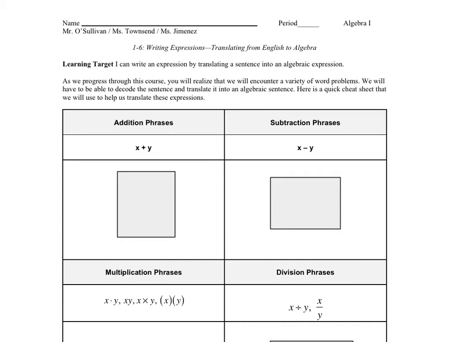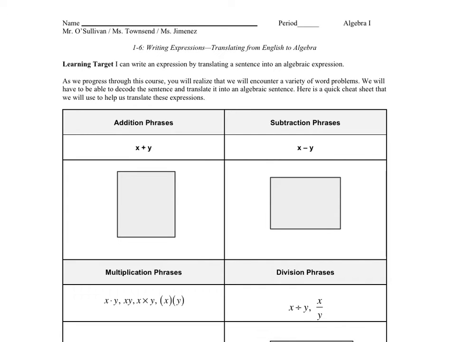Today we're going to be learning how to translate expressions from English to algebra. So today's learning target is I can write an expression by translating a sentence into an algebraic expression. As you progress through this course, you're going to realize that we're going to be encountering a variety of word problems. For instance, we're going to have word problems at least once every unit. We'll have to be able to decode them and translate them into an algebraic statement.